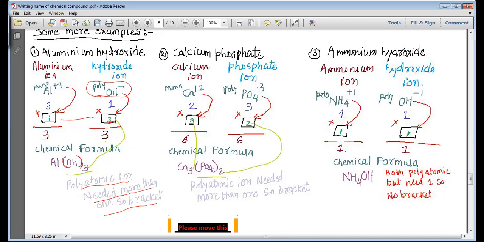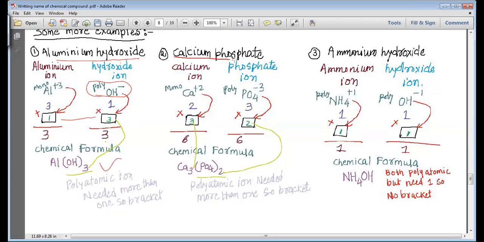Then aluminum is needed 1, so we do not write Al1, we simply write Al. Then OH is needed in 3, so we write Al(OH)3, which is read as Al OH thrice, and that is the formula for your aluminum hydroxide. This is how, my dear students, it's easy for you to write the formula for any compound.